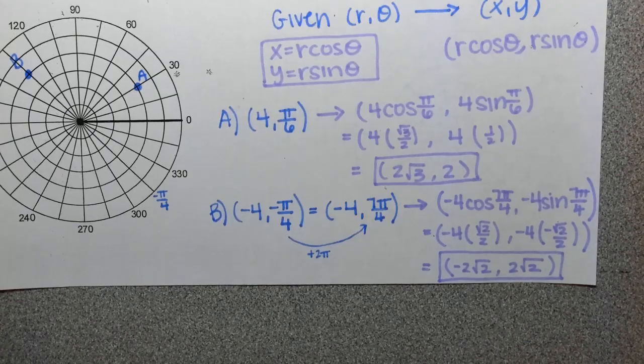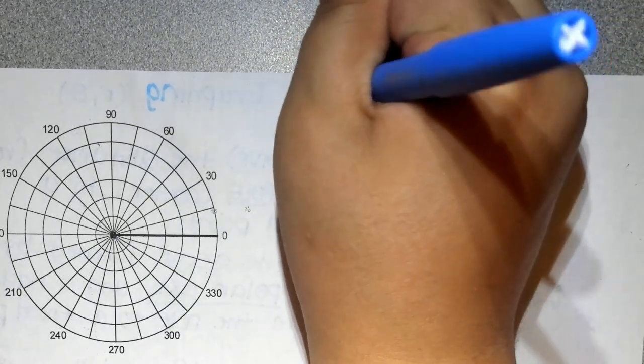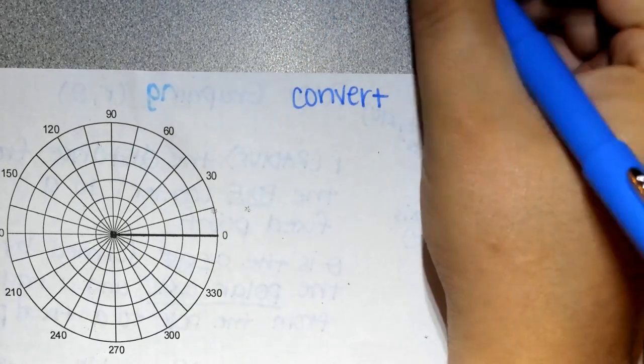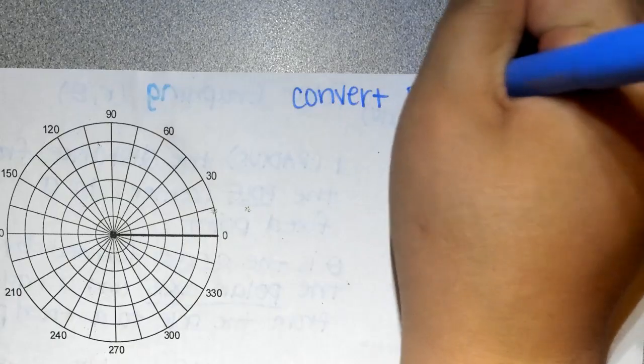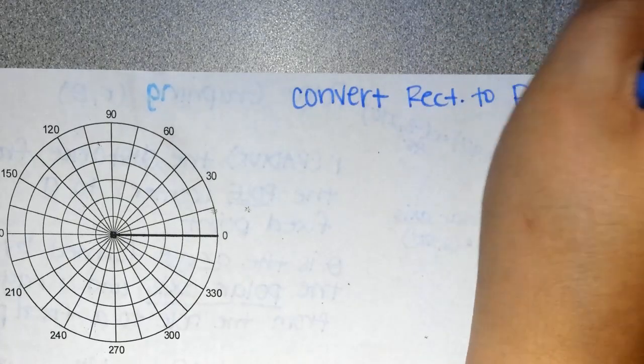All right, turn your paper over. We are now going to go the opposite way. Tell me if you need me to slow down. Now we are going to convert rectangular to polar.